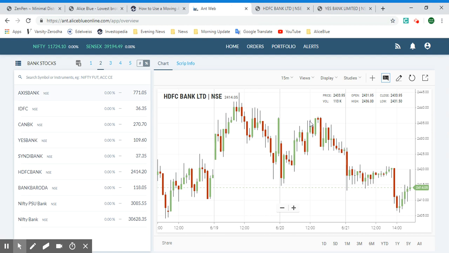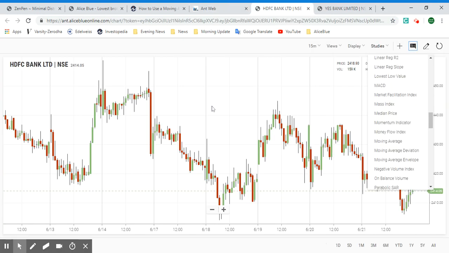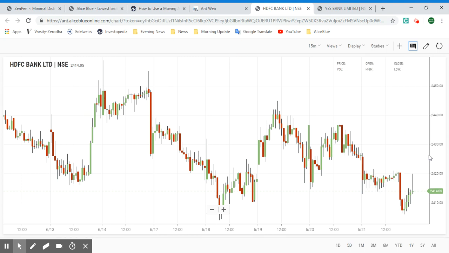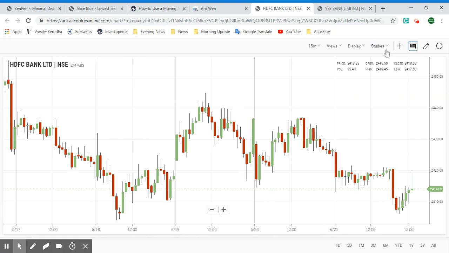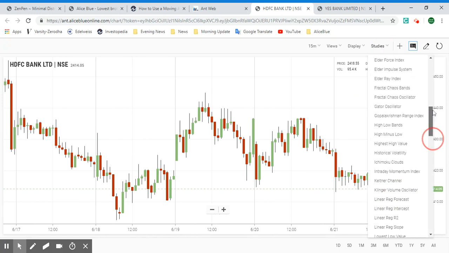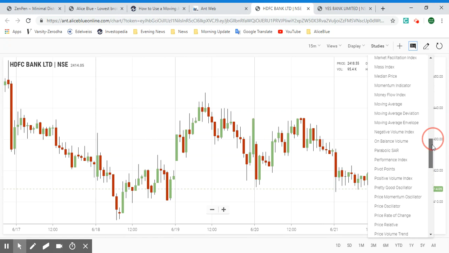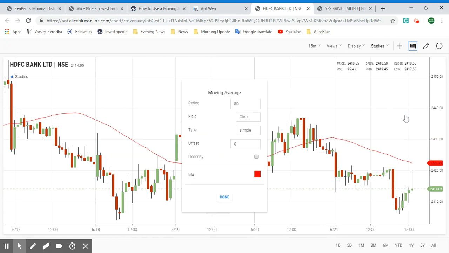So let's give you an example. Here we have the AntWeb, and we have expanded this chart here. This is the HDFC stock candlestick chart. Let's apply the moving average to this. We'll go to the studies part, and here, as you can see, we have lots of indicators. We will select the moving average. We can specify the number of periods we want to use. Since this is the average of a certain number of periods, let's see how the 5 period moving average will look to start with.